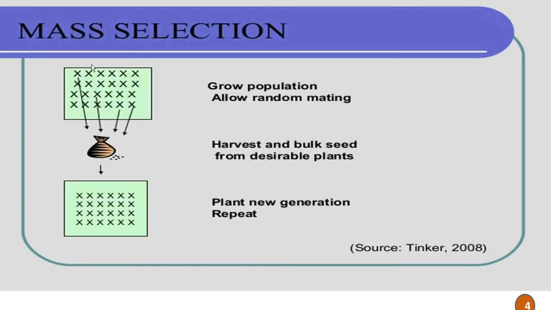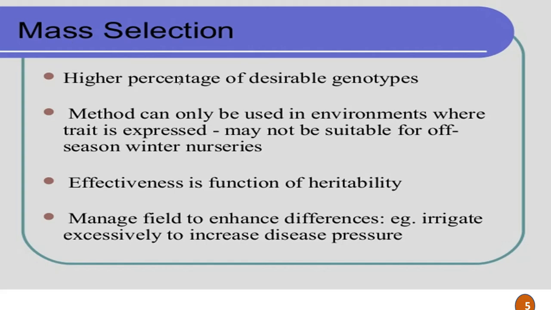This mass selection is not suitable for quantitative traits. Here is the overview of mass selection, in which we grow the population and allow random mating. There is no control over the pollination. Then they harvest and bulk seeds from the desirable plants, and then plant a new generation and repeat this process. This is the simple procedure of mass selection. So this mass selection gives a higher percentage of the desirable genotype. The method can only be used in environments where the trait is expressed and may not be suitable for off-season winter nurseries. The effectiveness is a function of heritability, and the field is managed to enhance the differences, for example, irrigating excessively to increase the disease pressure. So these are some of the merits and demerits of mass selection.